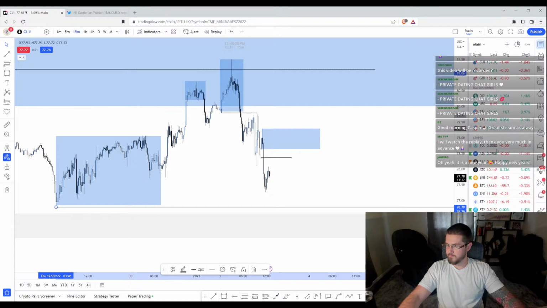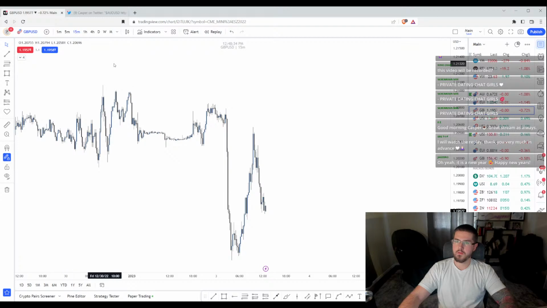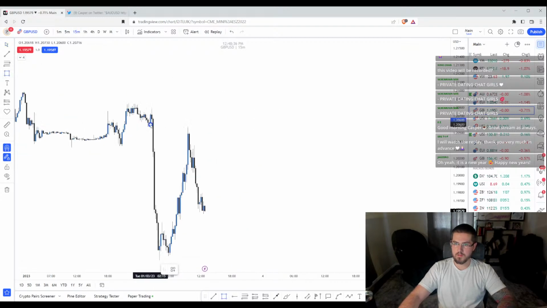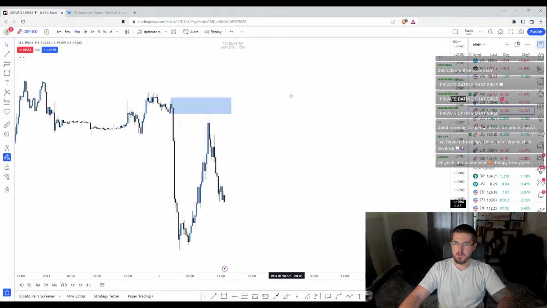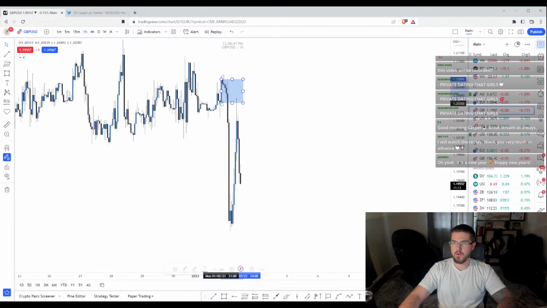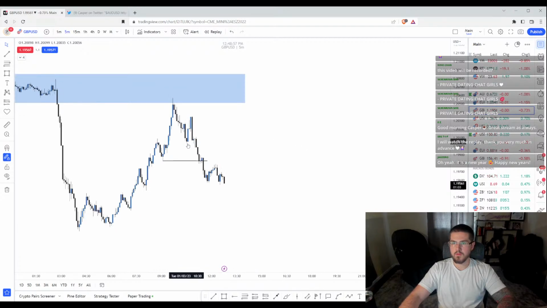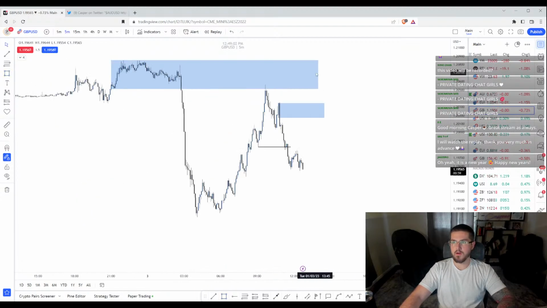GBP/USD, got you, Chaco. Super nice reaction to, actually didn't hit it. In all honesty, I'd want that to get hit, this candle right here, but it doesn't look like it wants to. Also, you trade into the 1-hour order block right there. So overall, I like that zone right there.